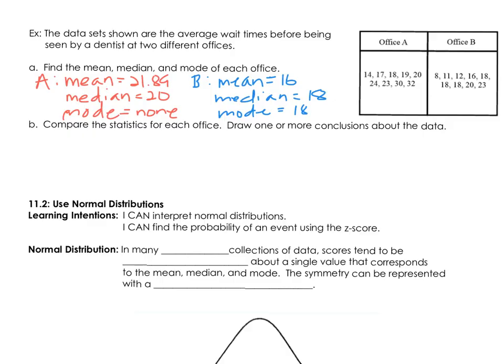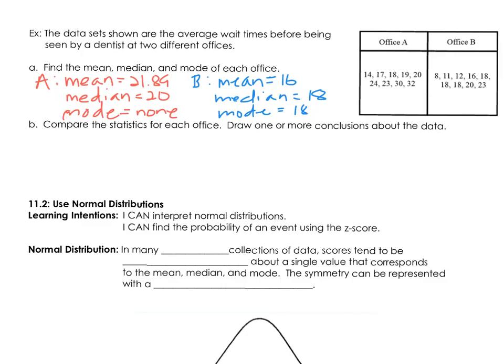The mean for each group. For A, you wait on average 21.89 minutes before you're seen by the dentist. For B, it's only 16. Median is the middle of your data set, a little higher for A, 20. The median for B was only 18. The modes really aren't going to give you a lot of statistical inference for your data. There were no modes for A, and there was a mode of 18 for B. That one occurred the most.